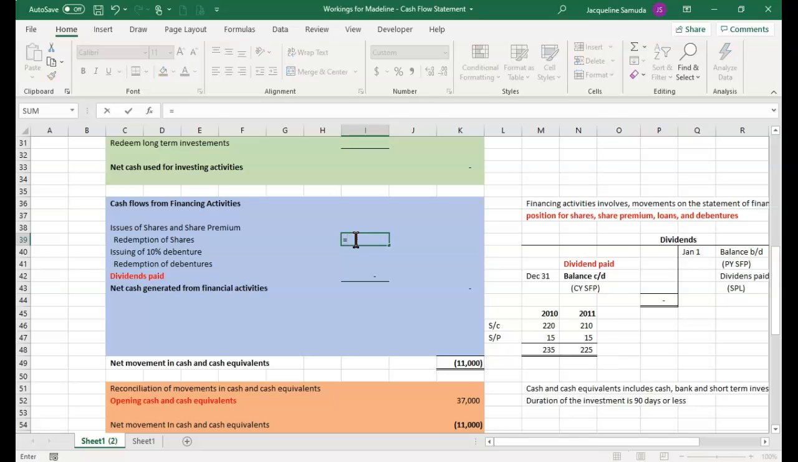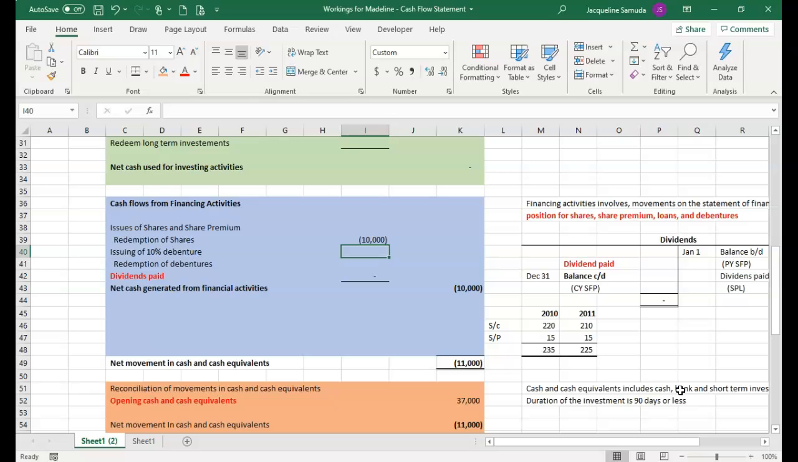So I'm going to start with the smaller figure, 225,000. Here we have it down here. And subtract from that 235,000. So it means that they bought back $10,000 worth of shares that they issued initially. And this is represented by a cash outflow of $10,000.